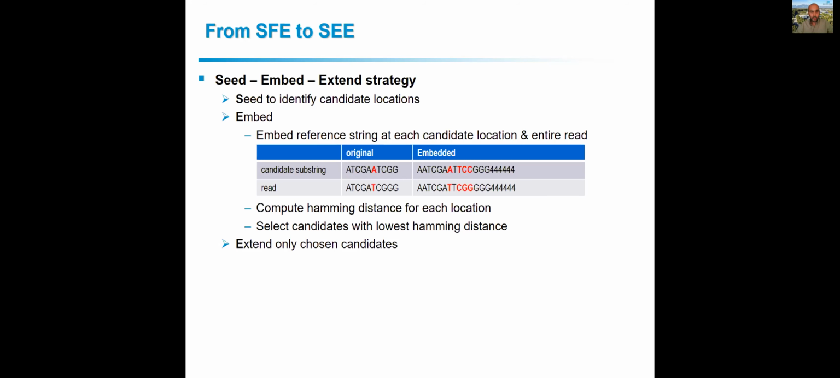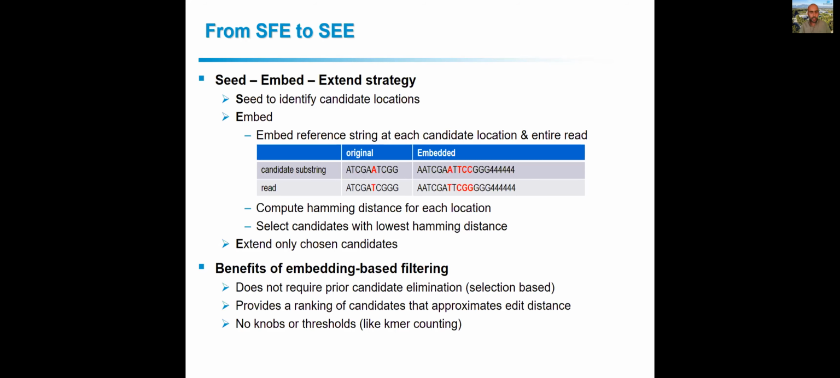Once you have mapped the strings, you will now be able to compute Hamming distance over the embedded strings rather than using edit distance over the original strings. So the idea then is to use Hamming distance computations to compare the embedded read with every single embedded reference candidate and pick the candidates with the lowest Hamming distance. Once you have done this, you can simply extend the chosen candidates rather than having to go through many candidates and apply edit distance for many candidates.